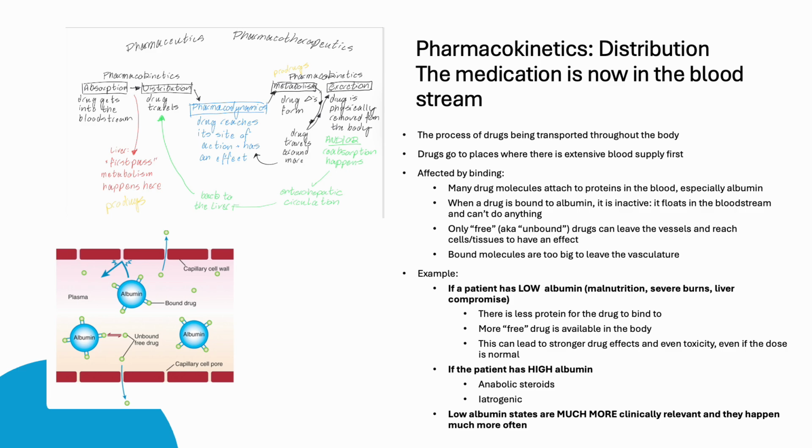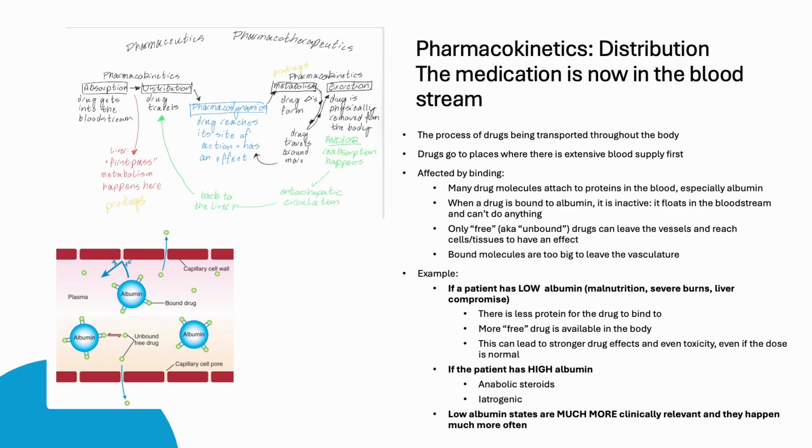So albumin status affects medication distribution. People with low albumin, so this low amount of this plasma protein, like with malnutrition, like with liver compromise, because your liver literally can't make the albumin, or because you have lost it from severe burns. If you have low albumin, there's less protein for the drug to bind to, and that means there's more free drug available to leave the vessels, and that means there could be stronger drug effects and maybe even toxicity, even if the dose is normal.